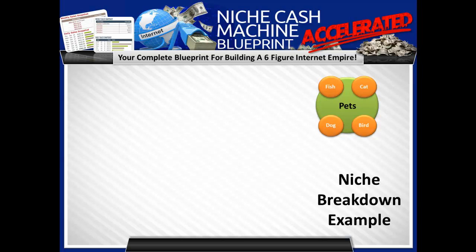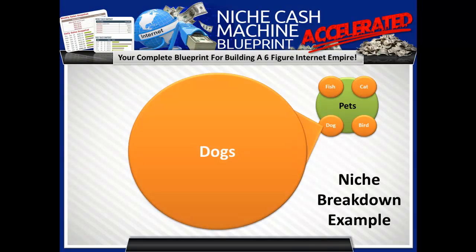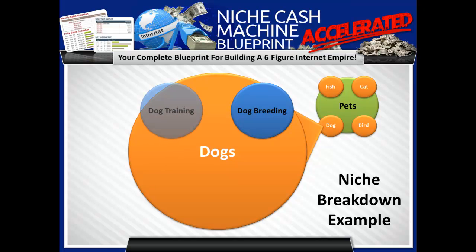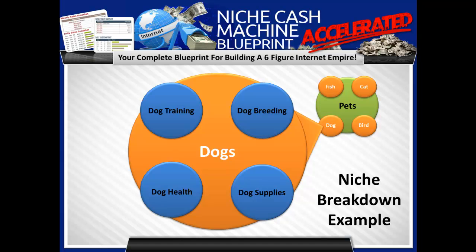So for this example, we're going to work within the dog niche, and we're going to break that down even more. Now that we have the dog niche, we're going to break that down into dog breeding, dog training, dog health, and dog supplies, all of which are very profitable niches. They get a lot of views per month.